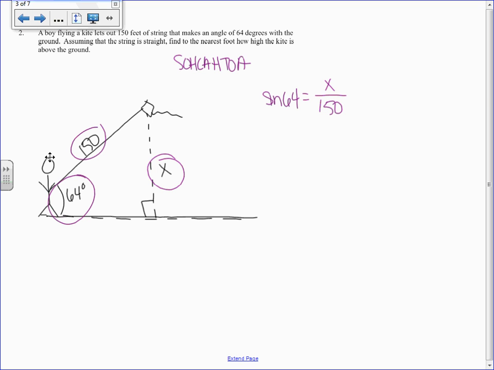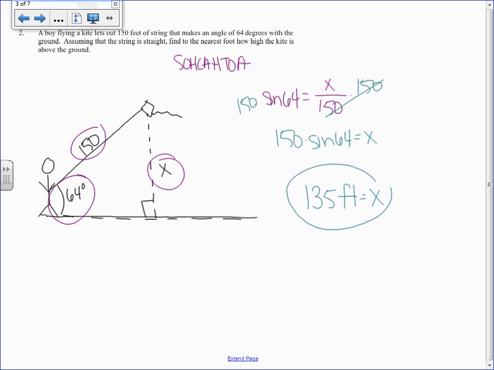This is an equation. We eliminate denominators, so multiply both sides by 150. So 150 times the sine of 64 is going to be equal to x. And again, I'm rounding to the nearest foot. You put this in your calculator. Make sure that you are in degree mode. I'm at a 0.8, so I'm going to round up. So 135 feet is my x value. So my kite is 135 feet above the ground.